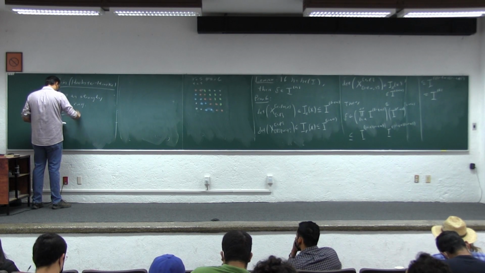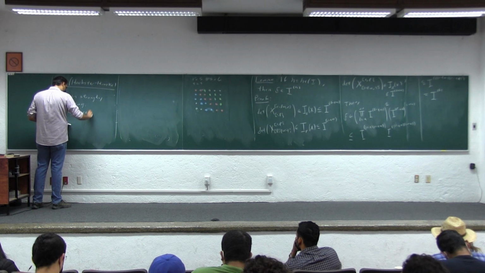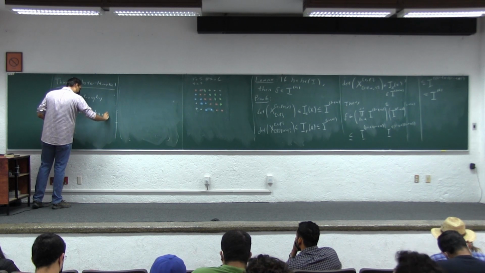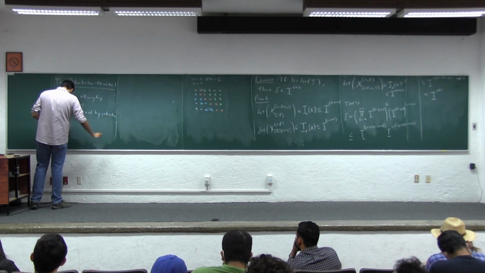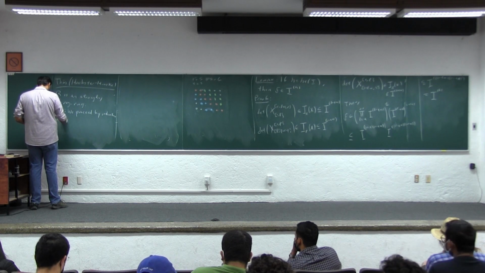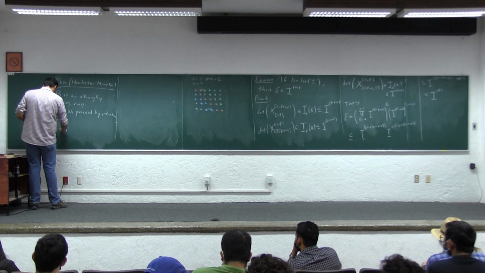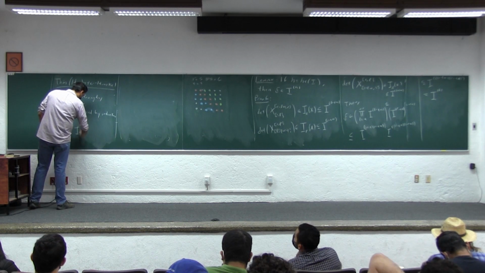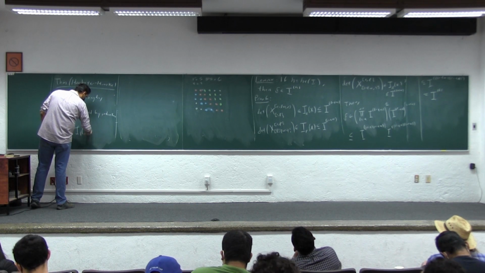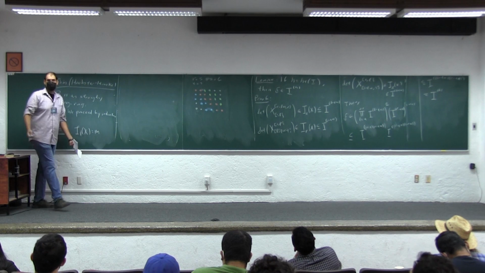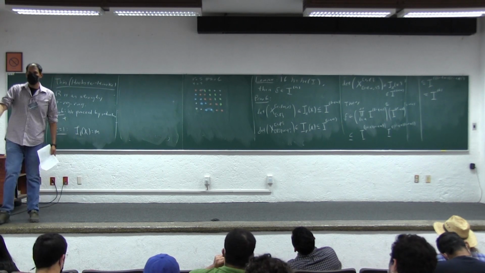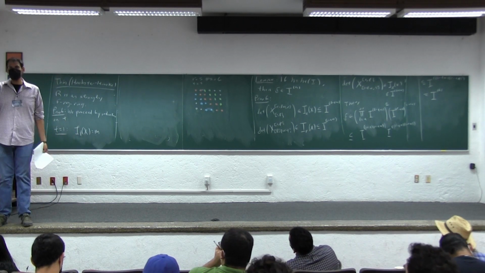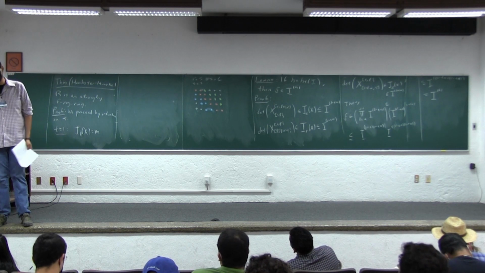So we proceed by induction on t. So for t equals 1, we're done because the 1 by 1 minors of x is just the maximal homogeneous ideal, no? R modulo the maximal homogeneous ideal is a field, which is regular.